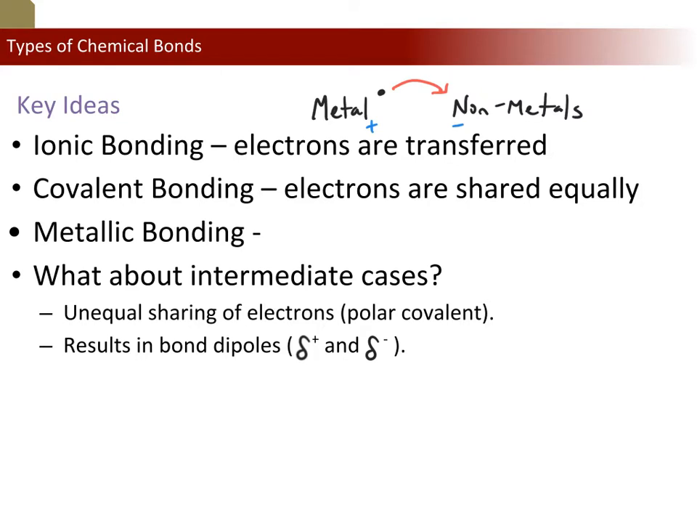Covalent bonding, on the other hand, is when electrons are shared equally between each other. Now, I should preface this by saying that only a pure covalent bond is where electrons are shared equally. That is a situation where we have diatomic molecules, like H bonded to H, or Cl bonded to Cl, or F bonded to F. Only in those pure covalent bonding situations are electrons shared equally, because in most covalent bonds, the electrons are shared unequally. And that's what we're going to talk about there at the bottom. But before we get there, metallic bonding.